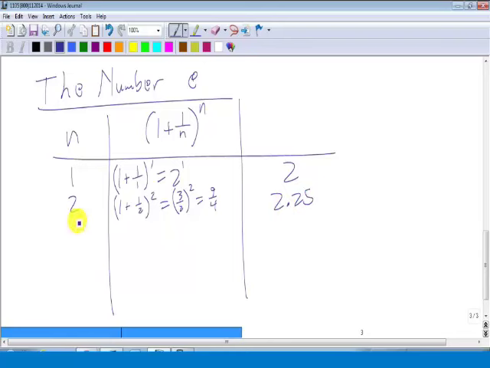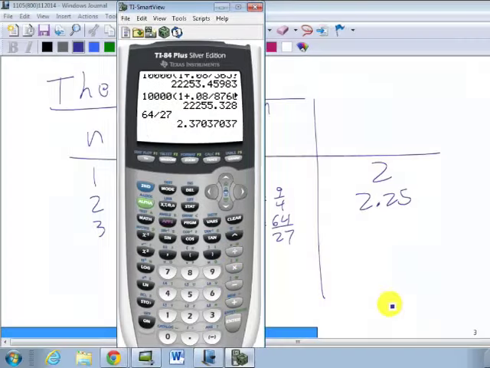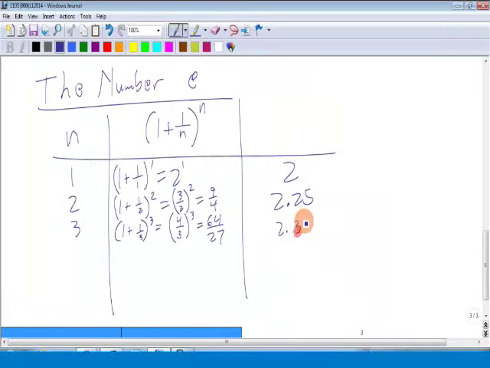If n is 3, it's 1 plus 1/3 to the third power, which is 4/3 to the third power, which is 64/27, which is 2.37, and so on. Well, it really doesn't get close to the number you'll find on the calculator.